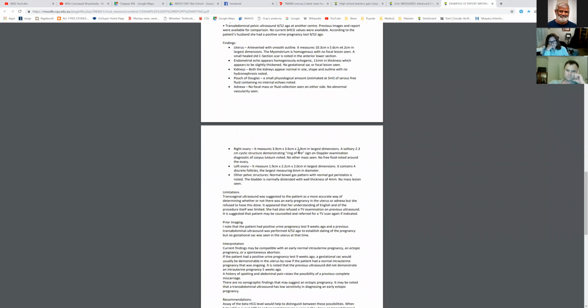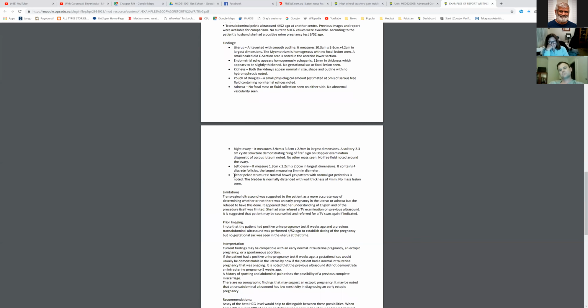Right ovary, its measurement. There is a solitary 2.3 millimeter cystic structure, ring of fire on Doppler, diagnostic of corpus luteum. No other mass, no free fluid around the ovary. Same thing about the left. It contains 4 discrete follicles, the largest measuring 6 millimeter. These are just normal follicles.